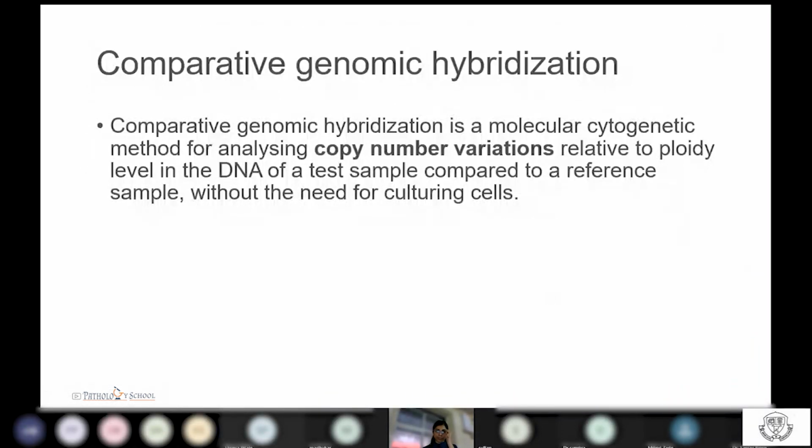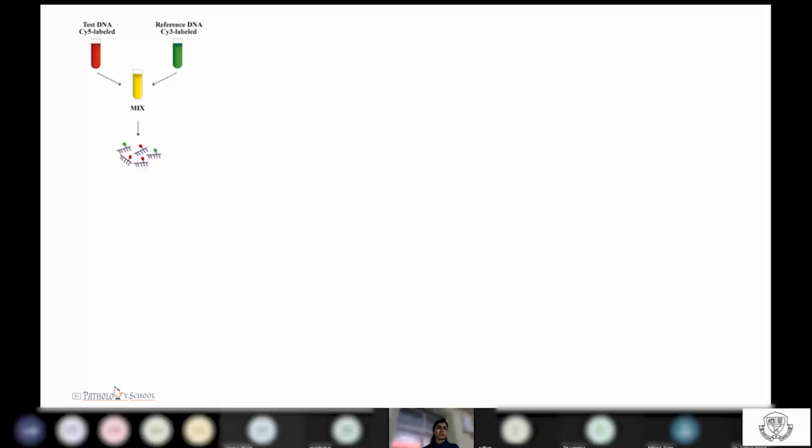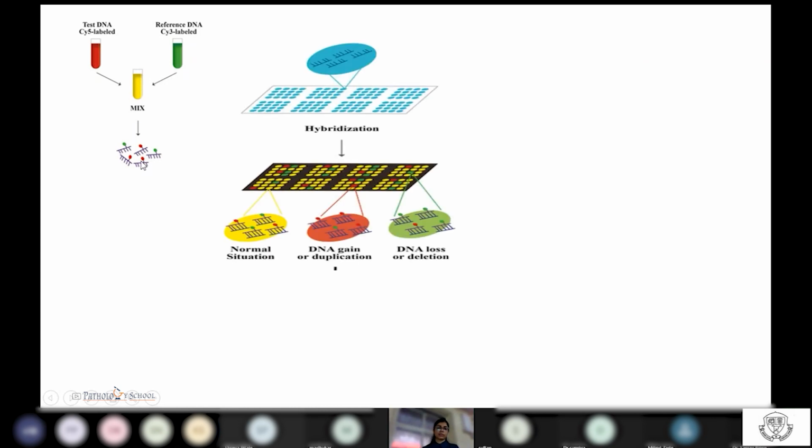Next, what is your comparative genomic hybridization? So it's a molecular cytogenetic method in which you analyze your copy number variations in your test DNA, and you compare it with your reference DNA. Your test DNA is something in which you think there might be deletions or extra chromosomes, extra duplication present, and you will compare it with your reference sample. So now this is your test sample, which is labeled with red, and your reference labeled with green. You mix it, allow it to hybridize.